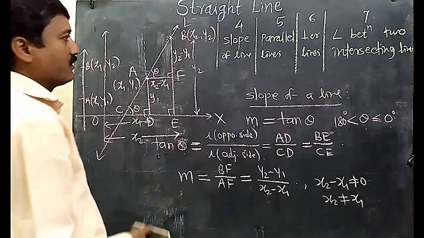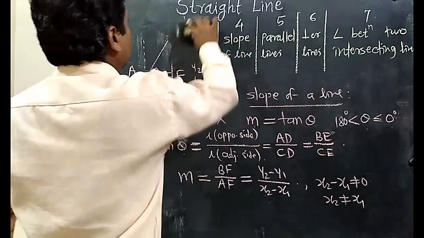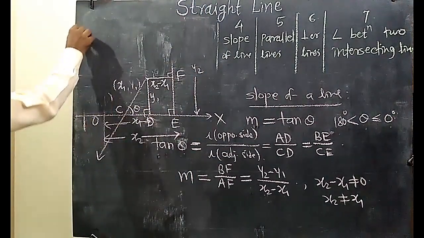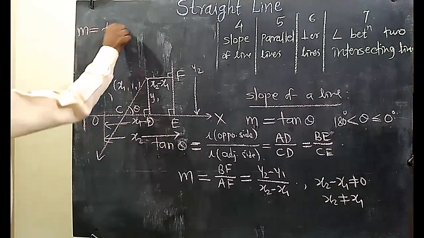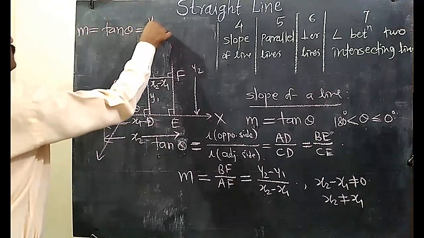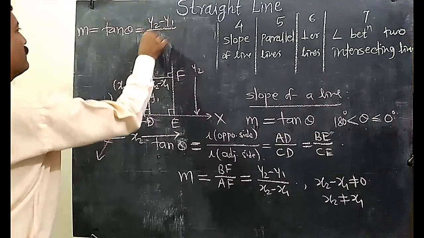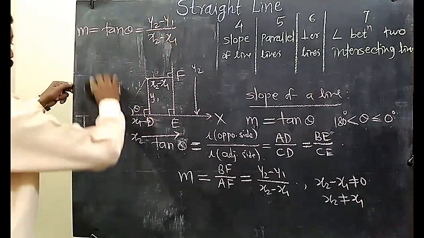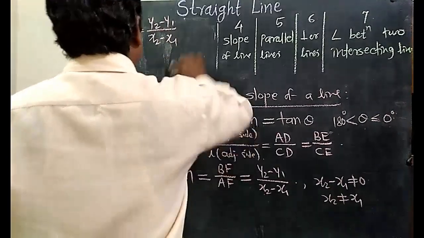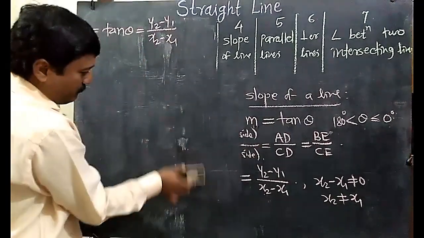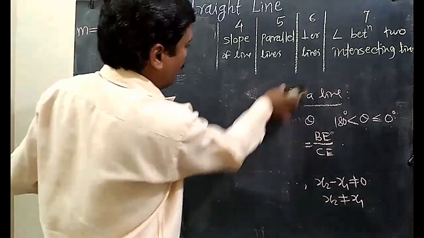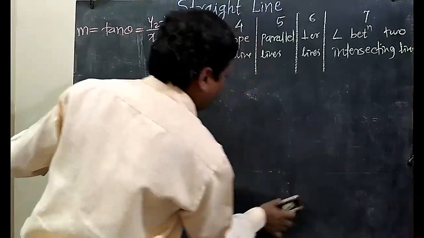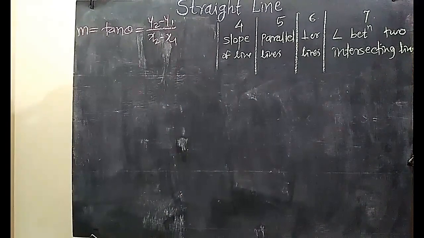So this is the formula we will remember: slope m is equal to tan theta and it is equal to y2 minus y1 upon x2 minus x1, where x1 and x2 should be different, meaning the line should be non-parallel with the y-axis. That line should not be vertical.